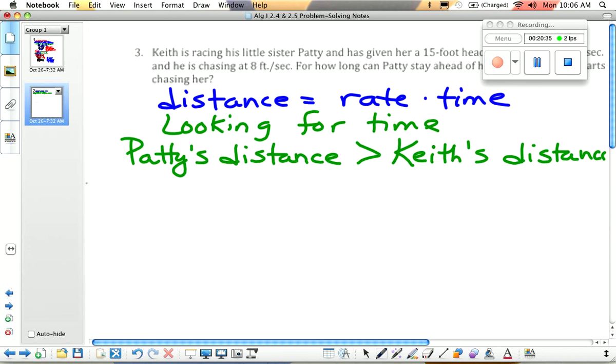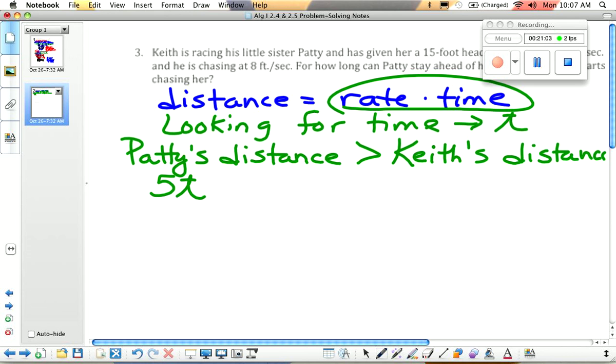And so what do you think we can do for Patty's distance? How fast is she running? 5 feet per second. Okay, well, so we have 5 and we'll make that T. 5 feet per second times how long it takes her to run. Remember, rate times time. So she's running at 5 feet per second times the time. We're looking for time, so T.